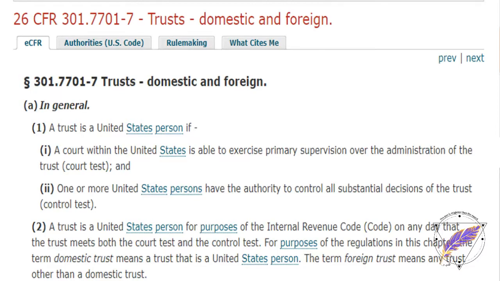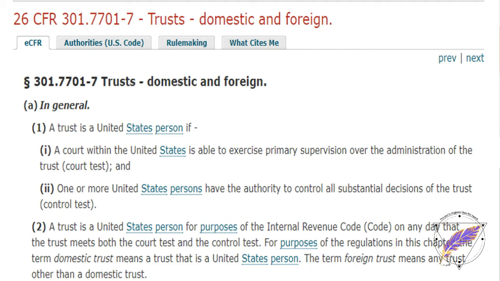If you look at IRS code 301.7701, trust, domestic and foreign, it tells you clear as day that a trust is a United States person, okay? A court within the United States is able to exercise primary supervision over the administration of the trust, okay? And it says that a trust is a United States person for purposes of the Internal Revenue Code on any day that the trust meets both the court test and the control test for purposes of the regulations and so on. Domestic trust means a trust that is a United States person.